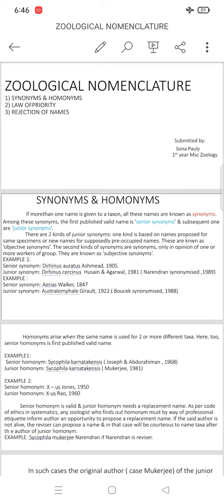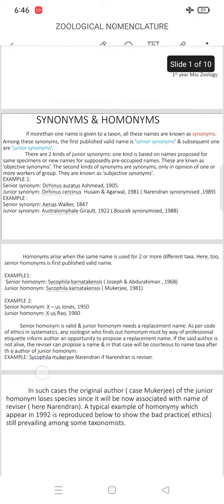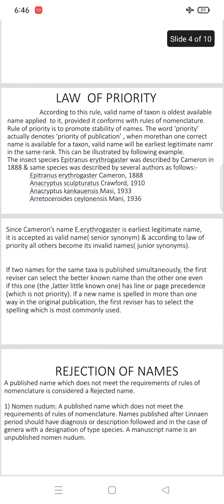And there are two types of junior synonyms. The first kind is objective synonyms, and the second is called subjective synonyms. And there is the law of priority. According to this rule, the valid name of a taxon is the oldest available name applied to it, and it conforms with the rules of nomenclature. An example using an insect species is Epitranus erythrogaster, described by Cameron in 1888, and the same species was described by several others by several names, so there are four different names for that insect.